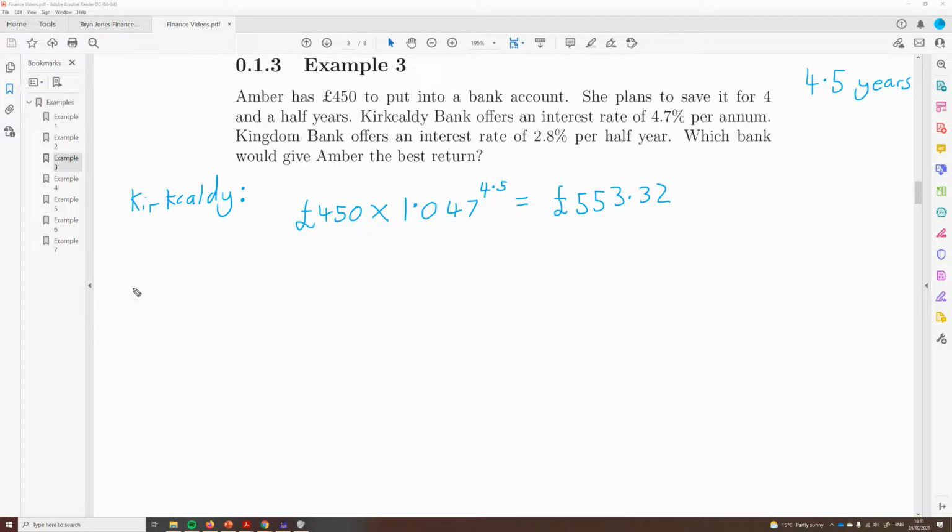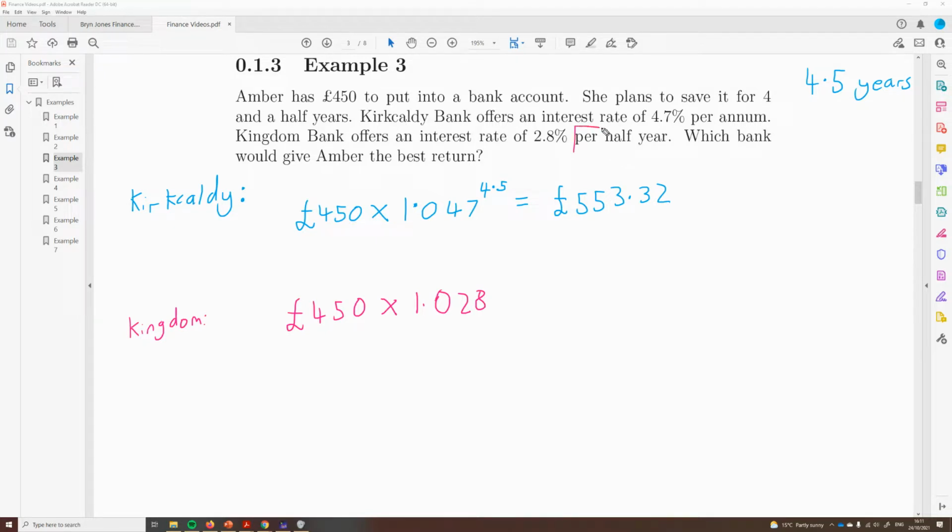Okay, so what we'll do now is we'll take a look at Kingdom, and we'll see how Kingdom Bank measures up to that. Again, the initial capital is going to be the same, £450. Now the interest rate, of course, is different. The interest rate is going to be 1.028. And you might be tempted to say that the index is going to be the same because she's still going to use 4.5 years. But let's just be careful here.